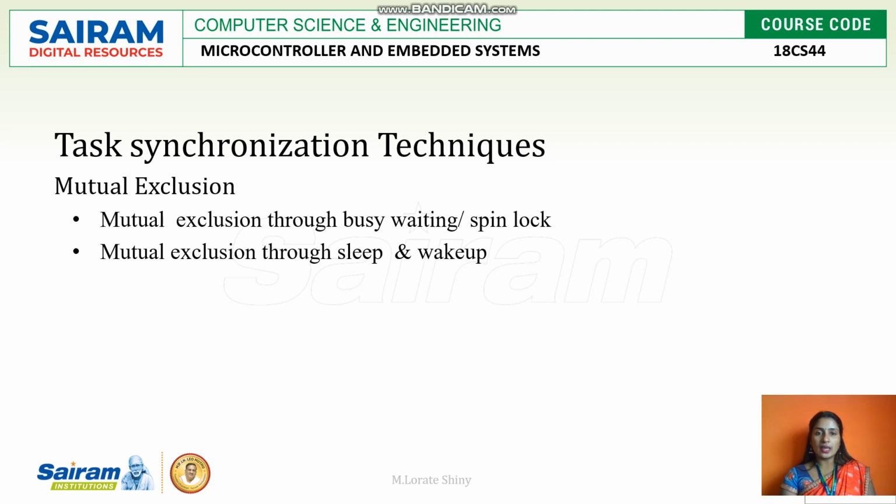The technique used for task synchronization in a multitasking environment is mutual exclusion. This mutual exclusion blocks the process. So based on the behavior of the blocked process, mutual exclusion can be classified into two types: mutual exclusion through busy waiting, spin lock, and mutual exclusion through sleep and wake up.